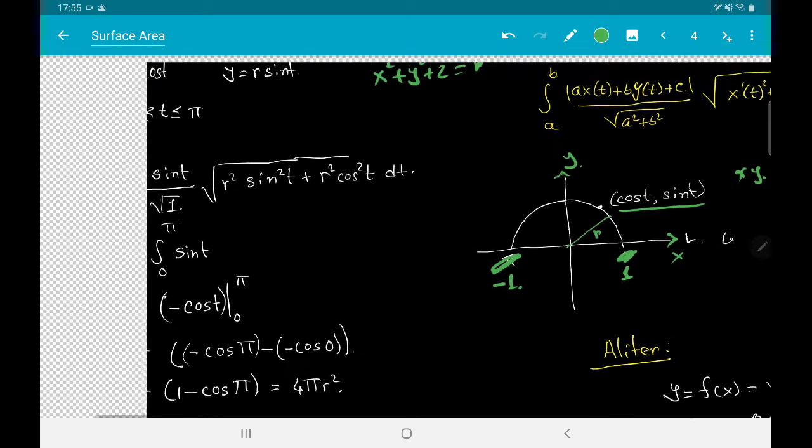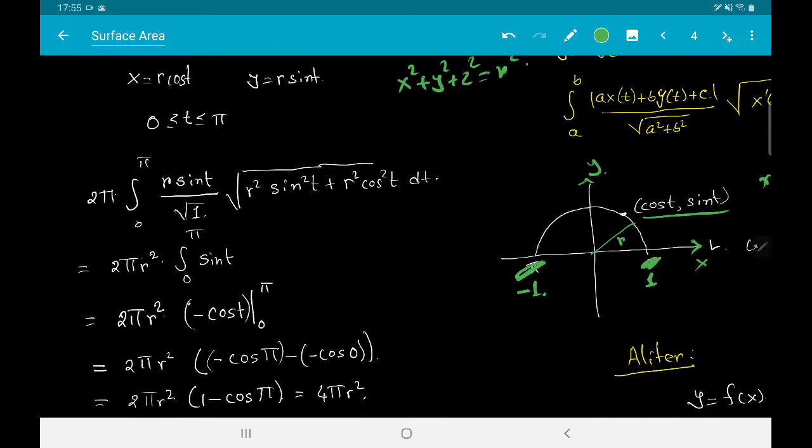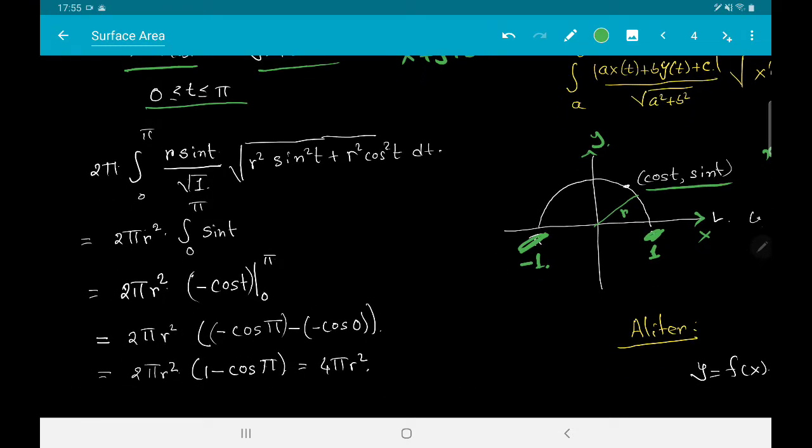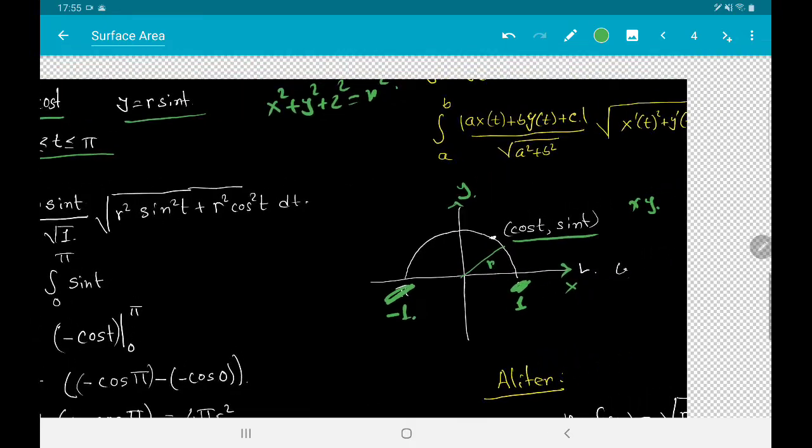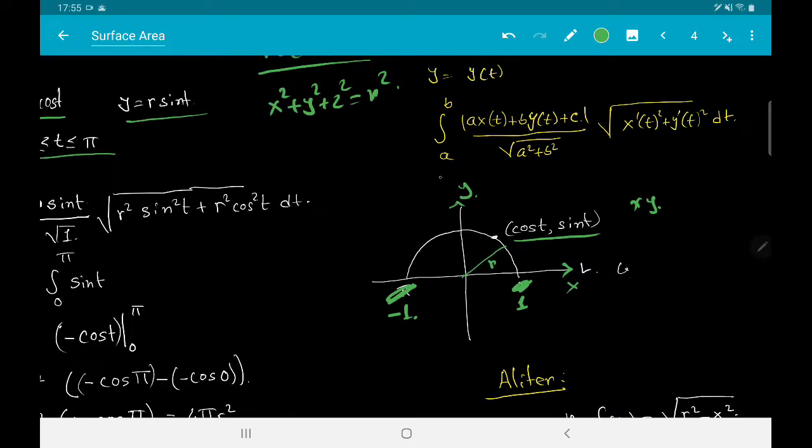So how do we proceed about it? We have taken this parametric form: x equals r cos t, y equals r sin t, as t varies between 0 and pi. And as I said, I want to look at the surface of revolution. So we know what the formula is. The formula is given here.